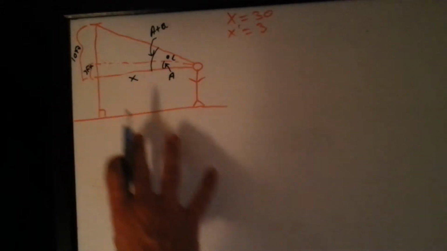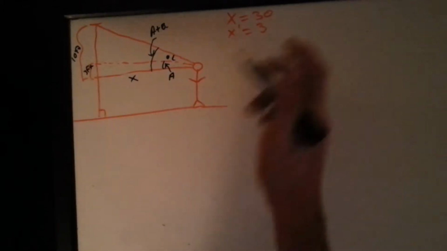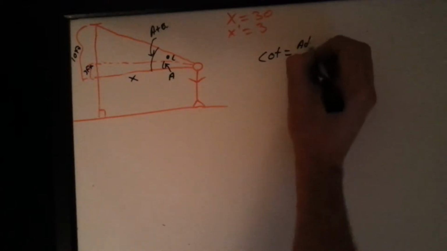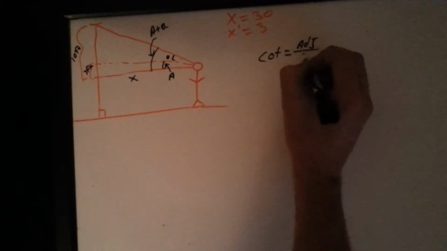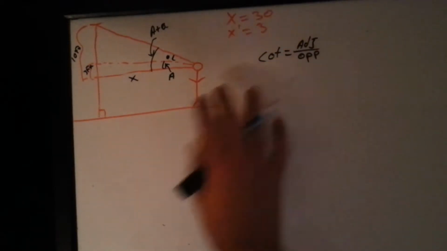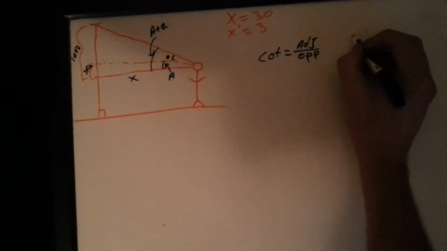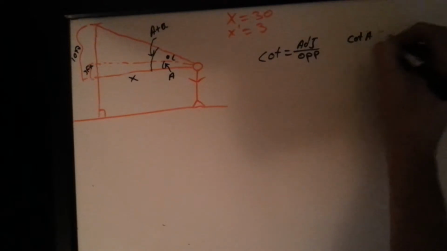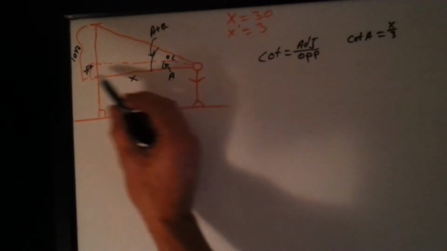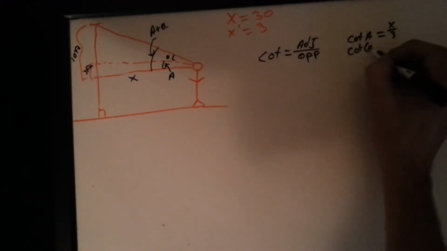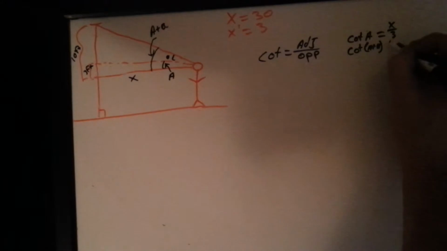So we need to find our basic relationship. Our basic relationship is cotangent, because cotangent equals the adjacent over the opposite, and we have adjacent over opposites. So the cotangent of A will equal x over 3, and the cotangent of A plus theta equals x over 10.